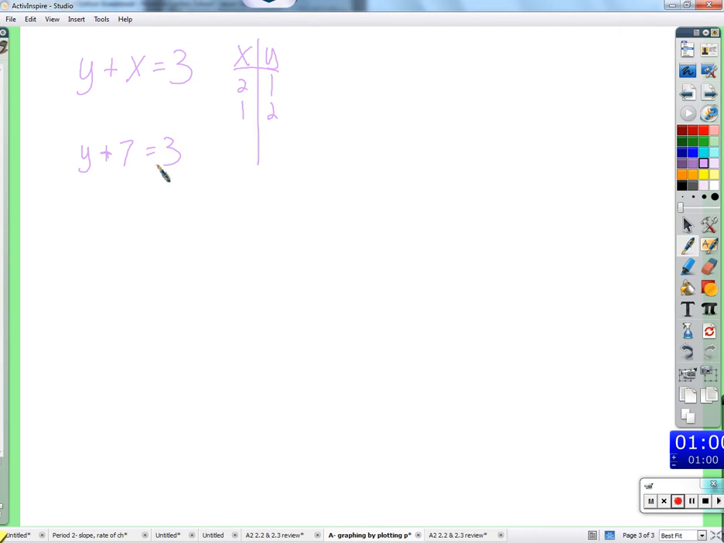We did some basic equation solving in pre-algebra. We subtract 7 on both sides. y equals negative 4. Well, how did we get that? We put in 7 for x. Okay, there's some more points.